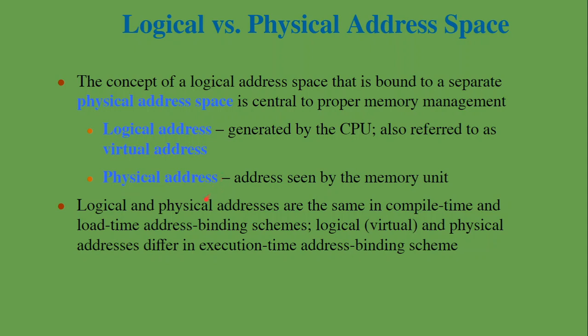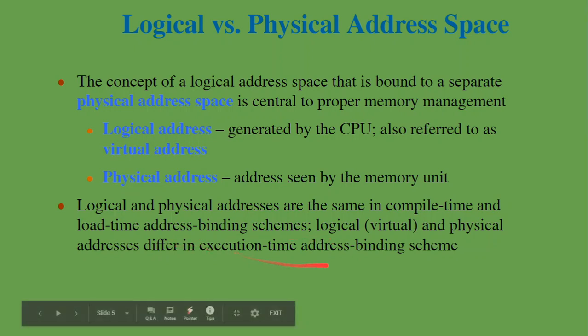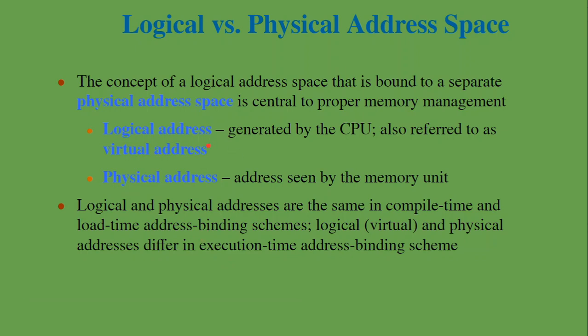So we think the data is stored one way and the system stores it in a different way, so there should always be a mapping. Logical and physical addresses are the same in the compile time and load time address binding schemes, and they differ only in the execution time. So that is the physical address and the logical address.